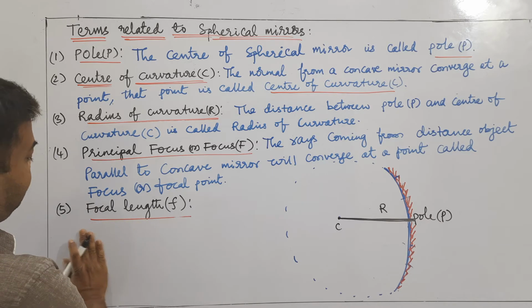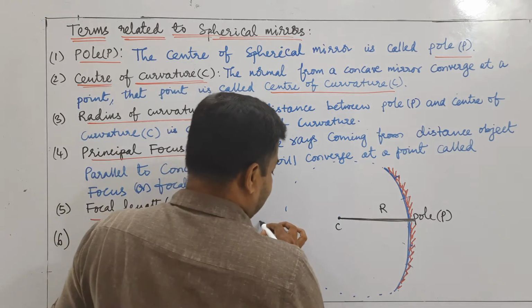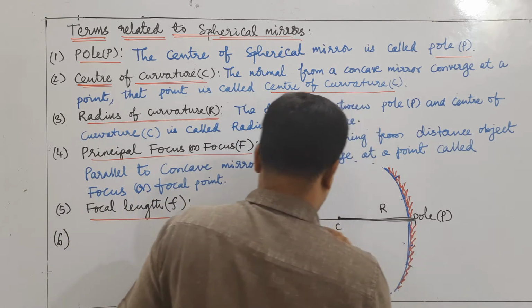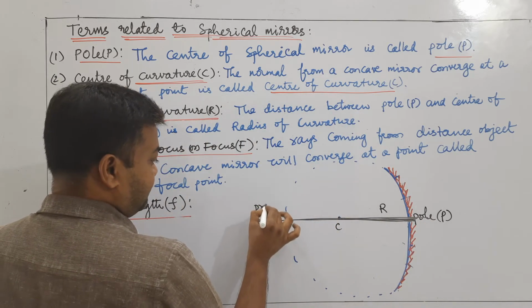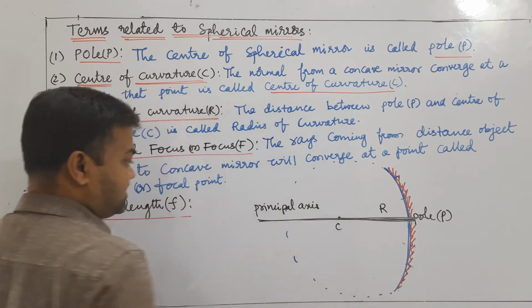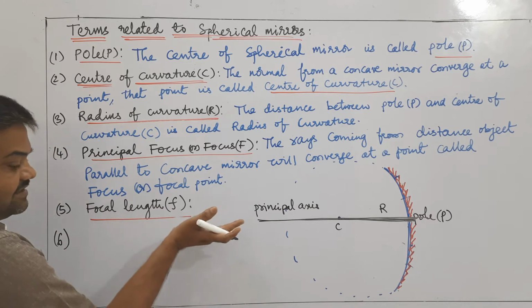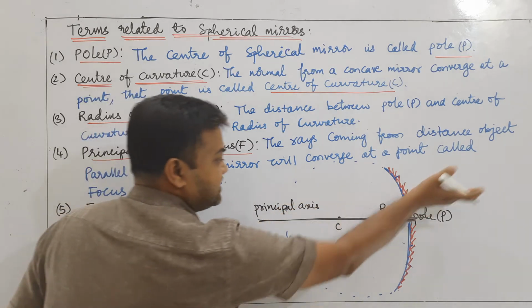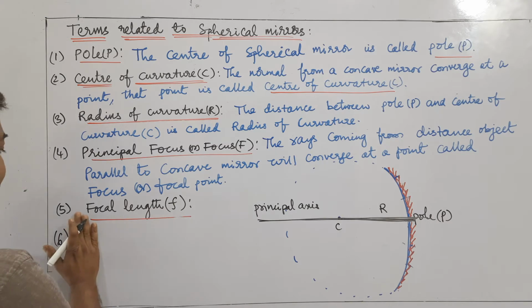Can I write here? Okay, another two definitions are there, we will discuss. One more definition is the line passing through, the line which touches C and P, and this we are calling principal axis. What is a principal axis? Principal axis is nothing but a line which is passing through C and P. That we can call principal axis.